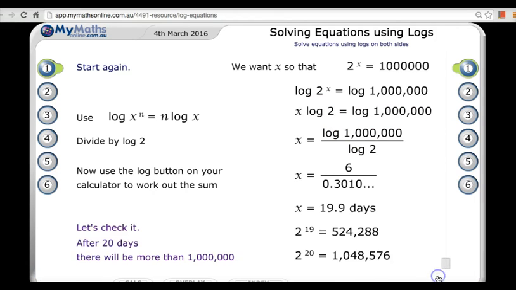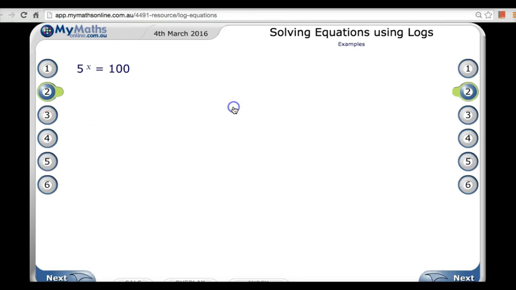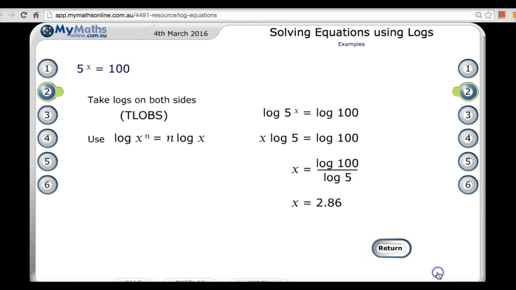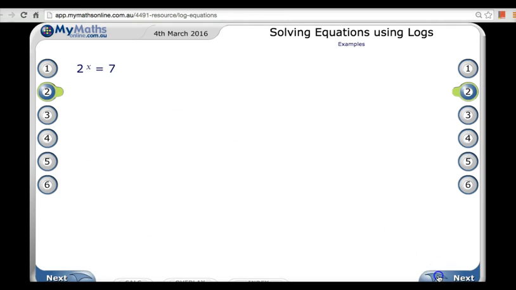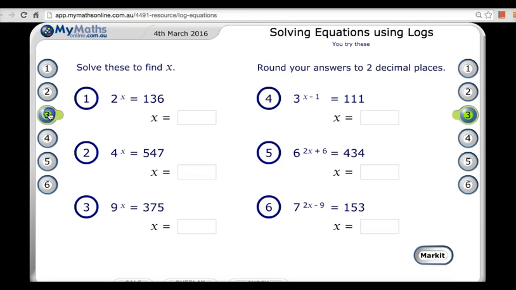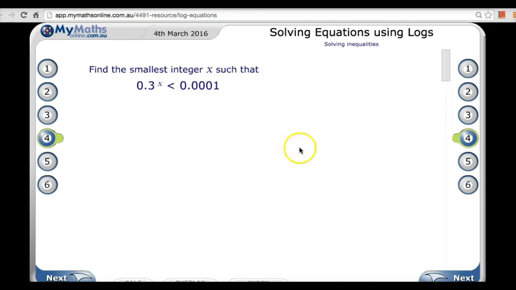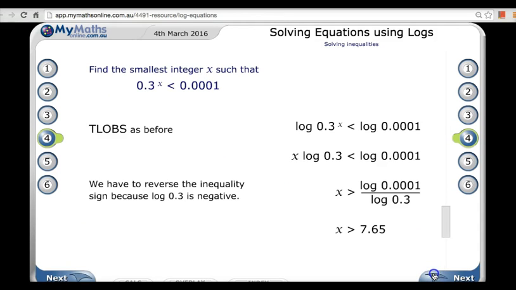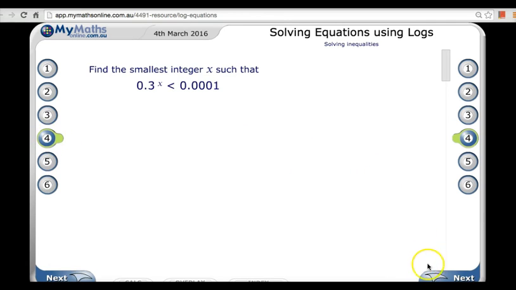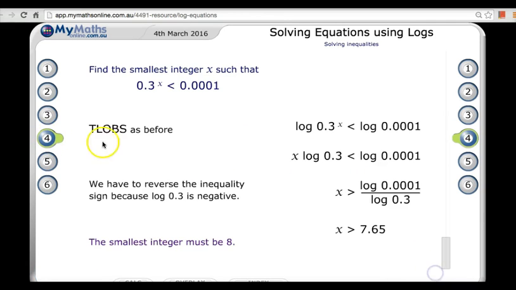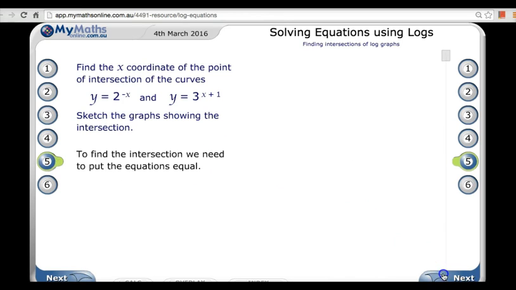You get to practice a few more of those, and you can press answer, so if you have 5 to the power of x is 100, you can just take logs of both sides and work out what each of those is. Then you might try some on your own. So just work through those. I think that will help you a lot. Then you get to solve these yourself using that same method. And there are some other examples here for you to work on as well. So you might want to work through this, copy the examples down, and then I'm going to set you some questions from your textbook as well.